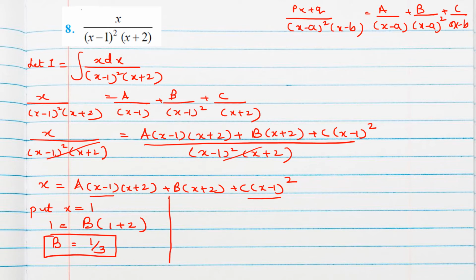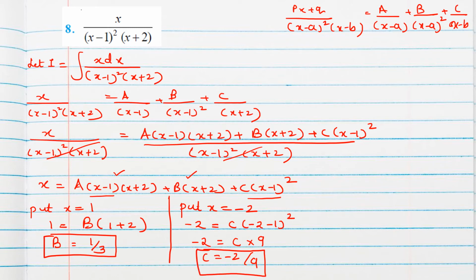Okay. Now next we'll put x as minus 2. So if you substitute, b term will go and here a term will go. So you can find c easily. So minus 2 equals c into minus 2 minus 1 whole square, minus 2 equals c into minus 3 square, means 9. So c we can write as minus 2 by 9. Okay. Now to find a. So see, if you put x as 1, a term is going, and if you put x as minus 2, then also it is going.